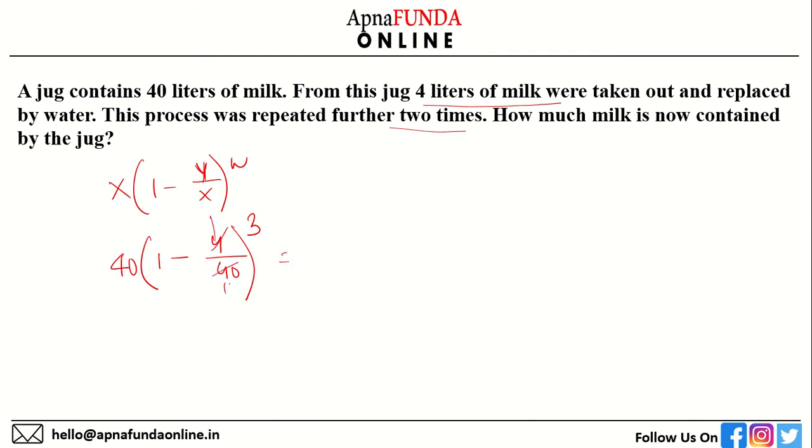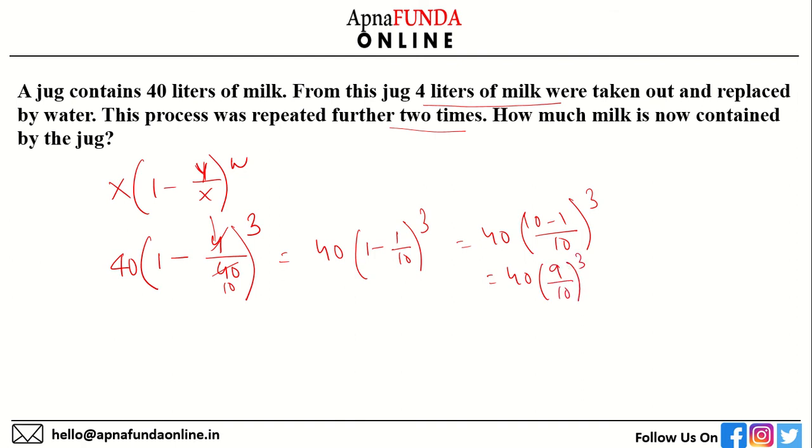So this becomes 40 into (1 minus 1 by 10) to the power 3, which is 40 into ((10 minus 1) divided by 10) to the power 3, 40 into (9 by 10) whole to the power 3. If you open and solve, it will not involve major calculations. You just need to have good speed. The more you solve it, your answer should come to 29.16. This is my answer. I'm sure this is the answer that you will also get.